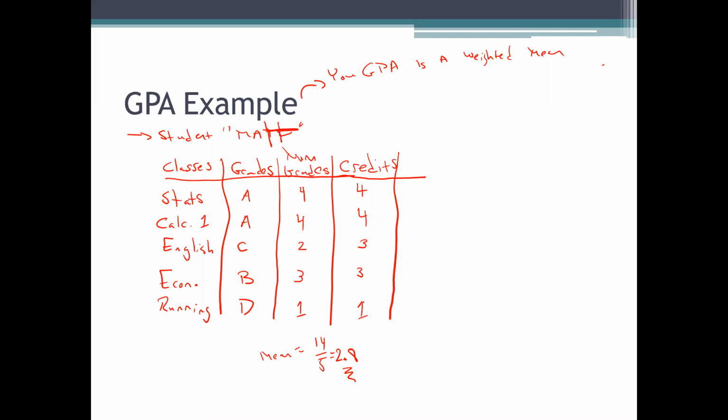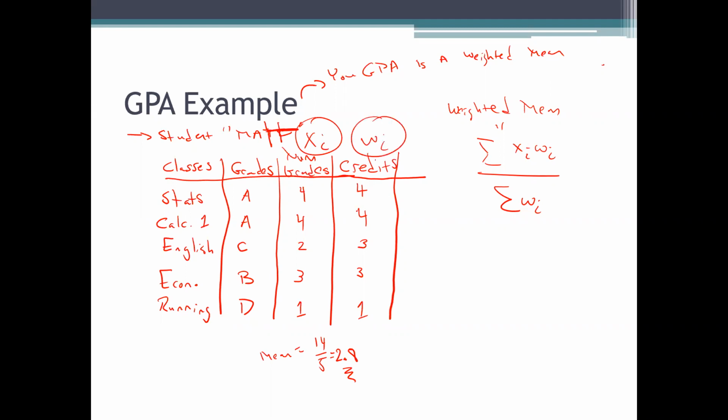So what this means is when we go to calculate your GPA, we're going to weight your stats and your Calc 1 class 4 times as much as we weight the running class. Okay, so a weighted mean: the formula is the sum of each x value times their corresponding weights, divided by the sum of the weights. This was my original variable, x, which means the credits are going to be my w sub i.